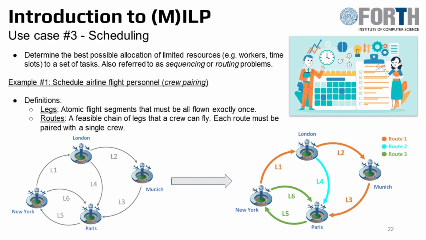In the figures, the individual legs appear as the small connections between cities, while the colored paths represent complete routes. Each route is mapped one-to-one to a crew. If a route is selected in the optimization model, exactly one crew is assigned to it. This scheduling problem therefore becomes a selection problem. We choose a set of routes so that every leg is covered exactly once and total cost is minimized. This structure naturally leads to a binary decision model, where each route is either selected or not selected.